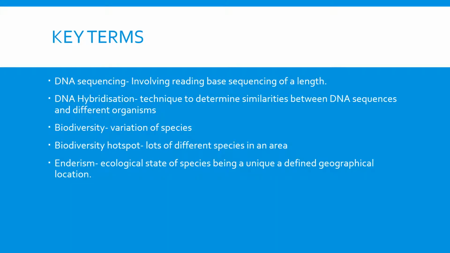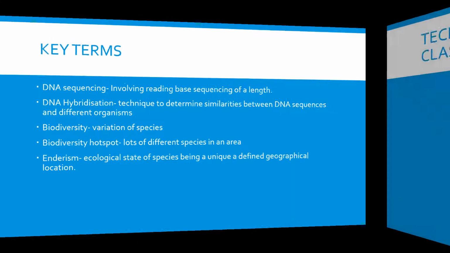Key terms. DNA sequencing involves reading the base sequence of a length of DNA. DNA hybridization is a technique to determine similarities between DNA sequences in different organisms. Biodiversity is the variation of species. A biodiversity hotspot is an area with lots of different species. Endemism is an ecological state of species being unique and in a defined geographical location.